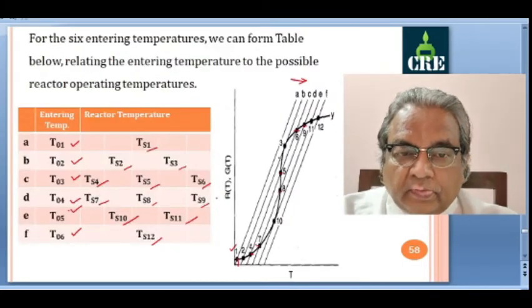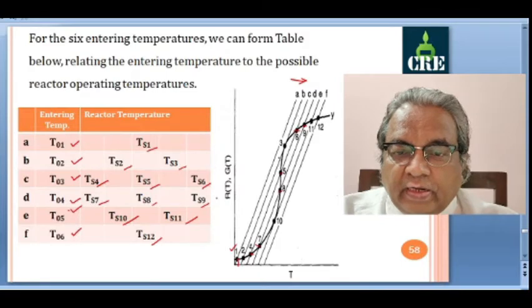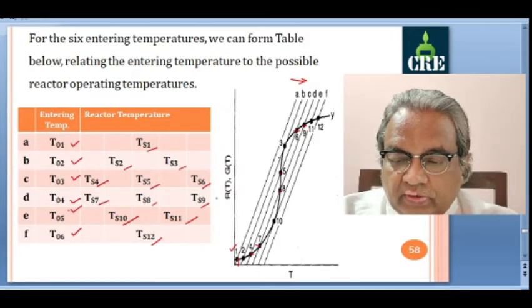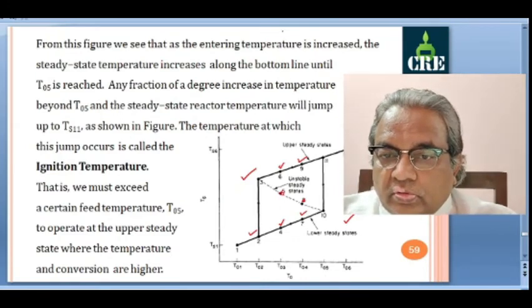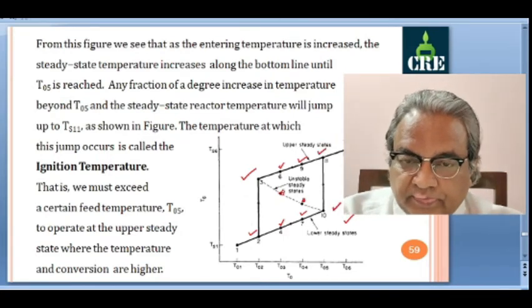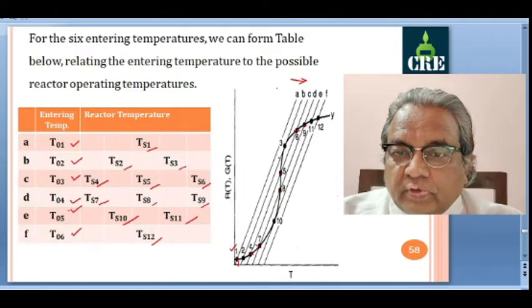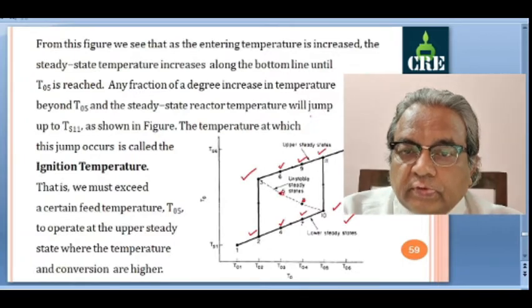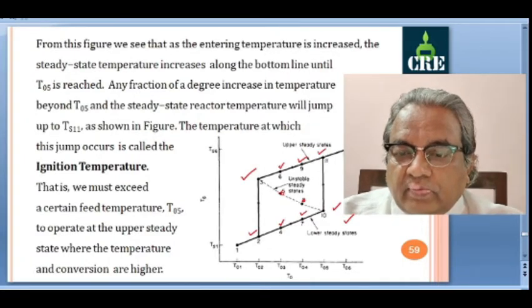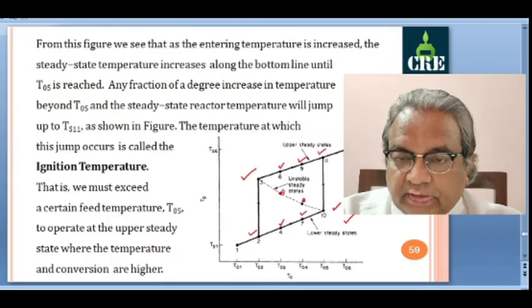Further, T05: 10 and 11. 10 is lower, 11 is higher. And the last one is 12, and 12 is the upper steady state, which is here in the upper part. So 3, 6, 9, 11, 12 are the upper steady state points.